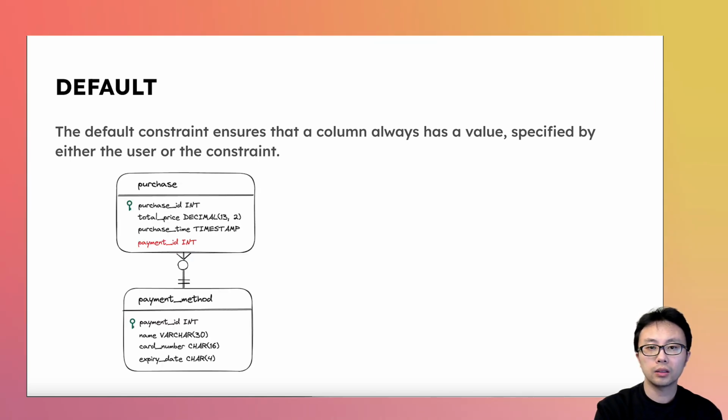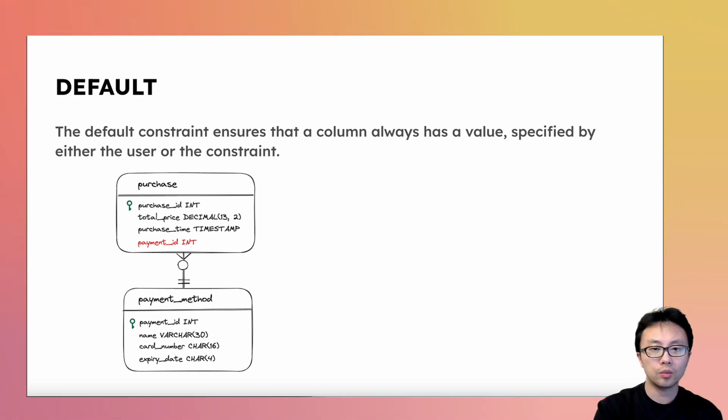Think about two related tables, purchase and payment method, from a database supporting an online store. The purchase table represents the order records, and the payment method table represents the payment methods used by users. There is one column in the purchase table named purchase time, which is used to record the exact time when a user puts an order online. This is a perfect scenario for you to use the default constraint, instead of relying solely on the software developers to do the right thing.